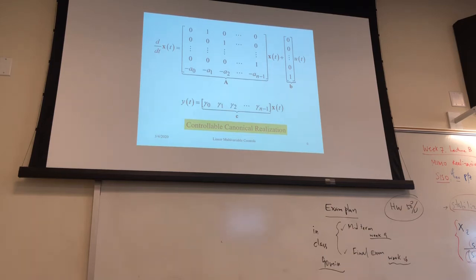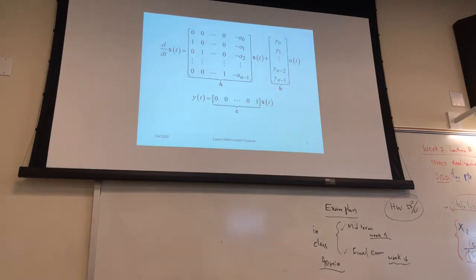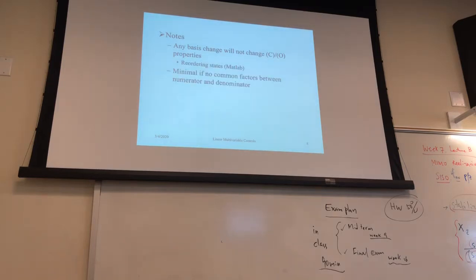Then this one is the observable canonical form. Again, I want to remind you, this B is like the previous C transpose, and this A matrix is also transposed and negative. A basis change will not change controllability or observability.